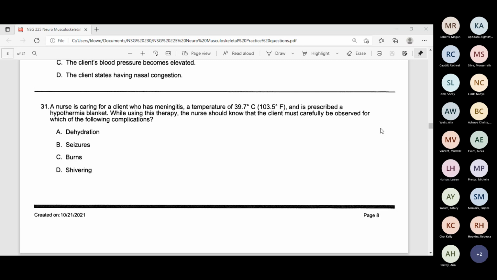Seizures. It would be shivering. So with this one, we think about the temperature is high. We're putting on a blanket to lower the temperature. We have to watch for lowering it too much. Seizures and burns we would think about, and dehydration as well, would all be if we were increasing the temperature. So with this one, again, looking at which one would be a result of lowering the temperature versus increasing the temperature. So it'd be shivering.